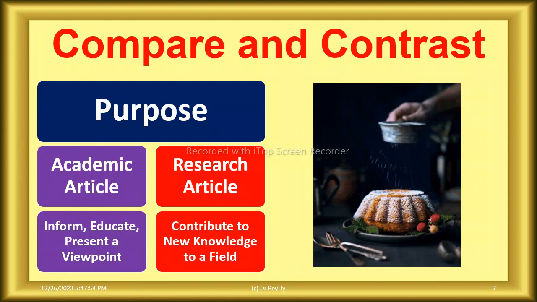In terms of purpose, academic articles intend to inform, educate, and present a given perspective. On the other hand, research articles contribute to the production of new knowledge in a given field.